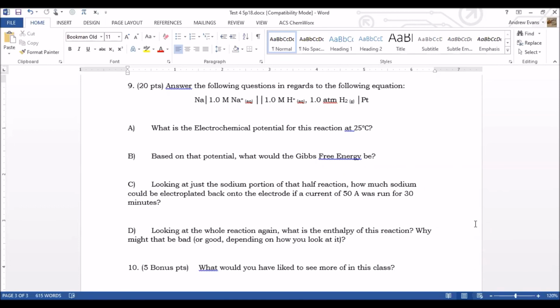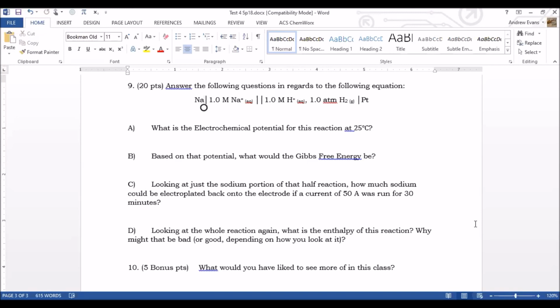Okay, so breaking this down. We have Na solid goes to Na plus. Gotta work fast. I don't have that much time. I probably have enough time to do this. So Na solid goes to Na plus because you're reading this left to right.